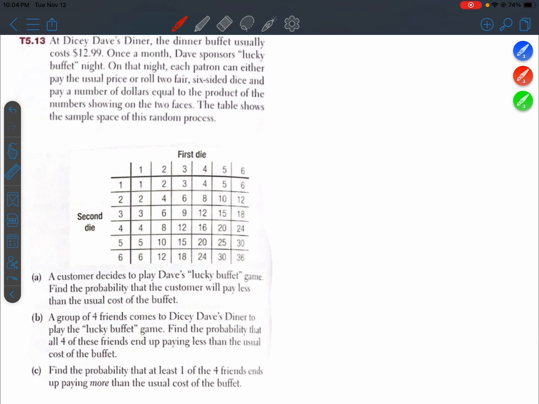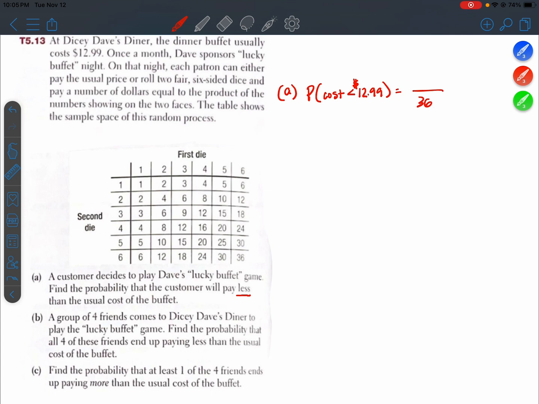All right, part A. A customer decides to play Dave's Lucky Buffet game. Find the probability that the customer will pay less than the usual cost of the buffet. So what's the probability that the cost is less than $12.99?